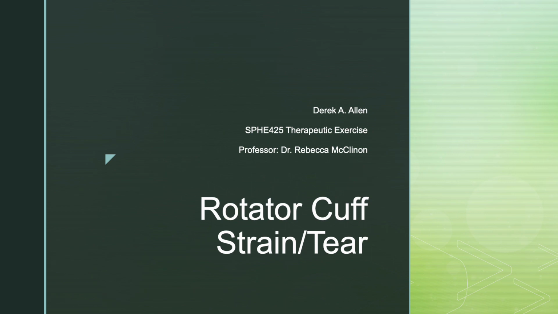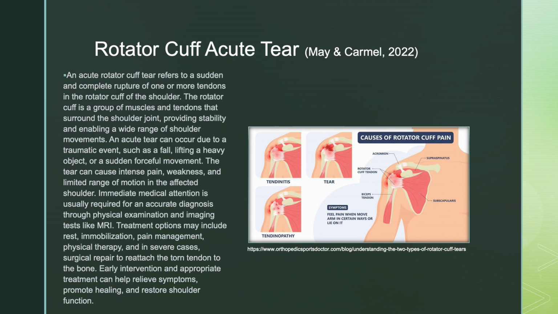Good morning, class. Today we are going to discuss rotator cuffs, strains, and tears. So the first thing we need to talk about is what is a rotator cuff acute tear. As you can see here via the picture, we're looking at some different things that could have caused rotator cuff pain. Specifically, we want to look at the tear and what is an acute tear.